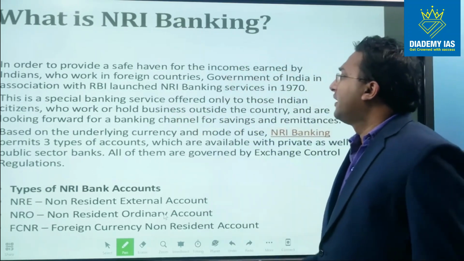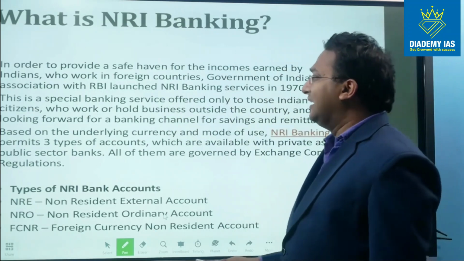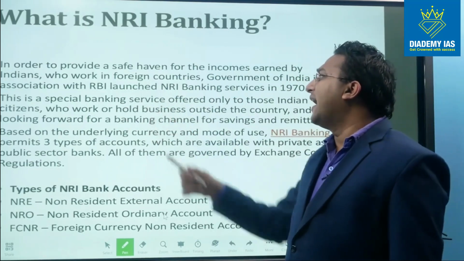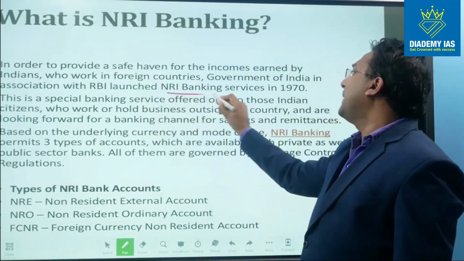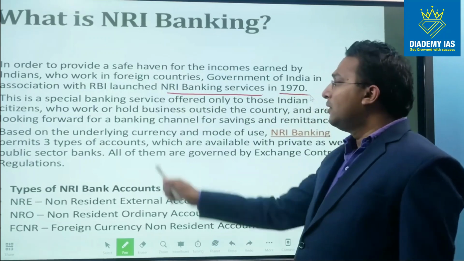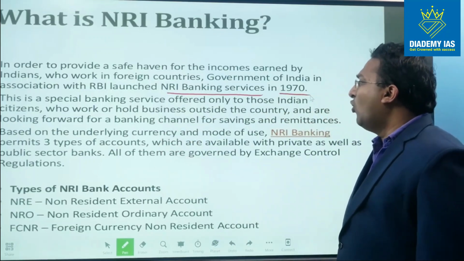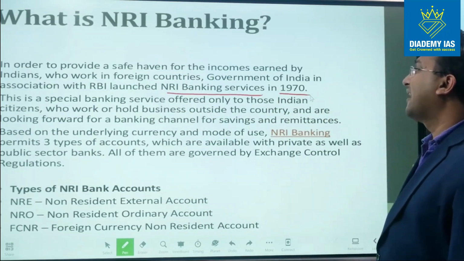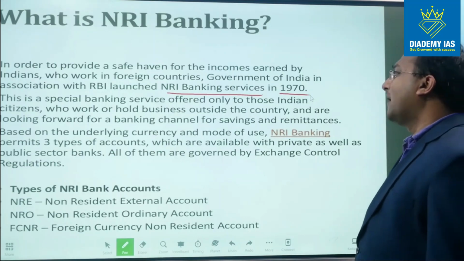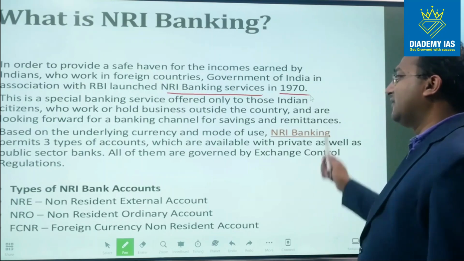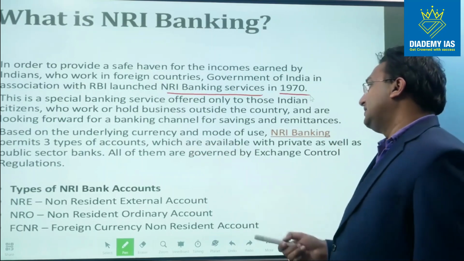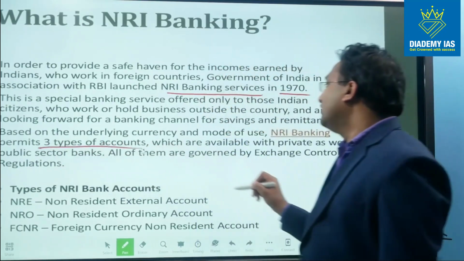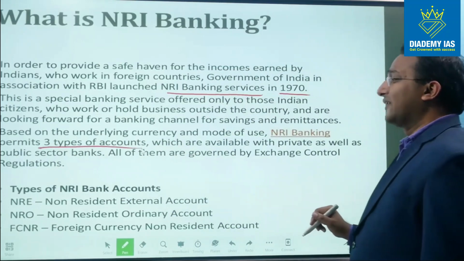In order to provide a safe haven for the incomes earned by Indians who work in foreign countries, Government of India in association with RBI launched NRI banking services in 1970. This is a special banking service offered only to those Indian citizens who work or hold business outside the country and are looking forward to a banking channel for savings and remittances. Based on the underlying currency and the mode of use, NRI banking permits three types of accounts which are available with private as well as public sector banks.